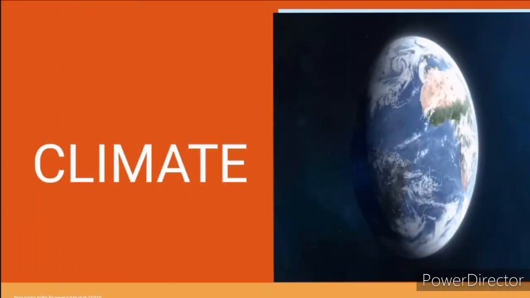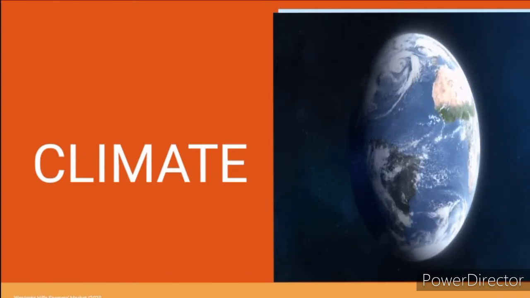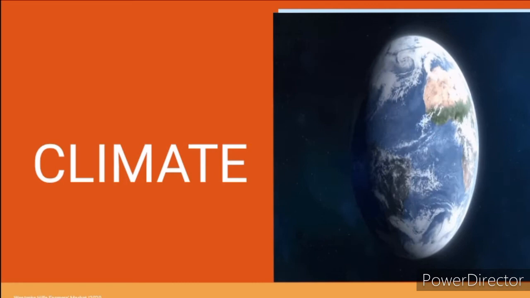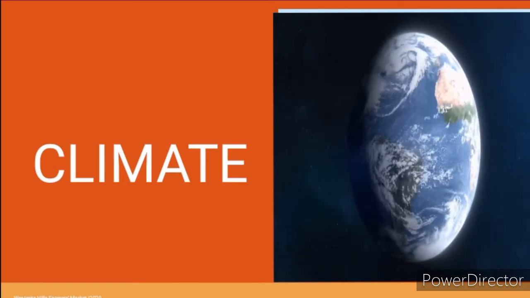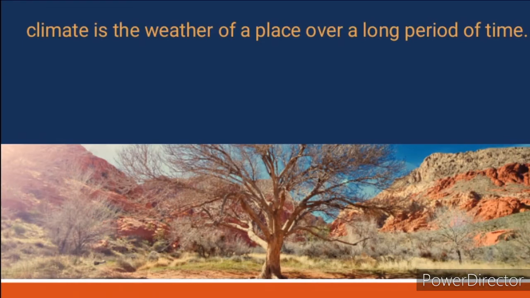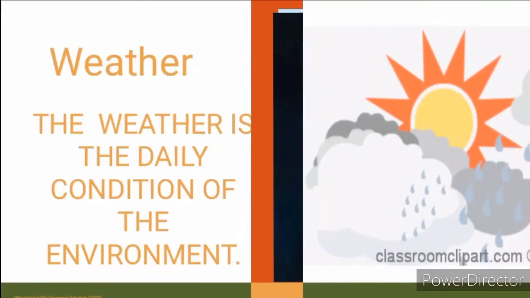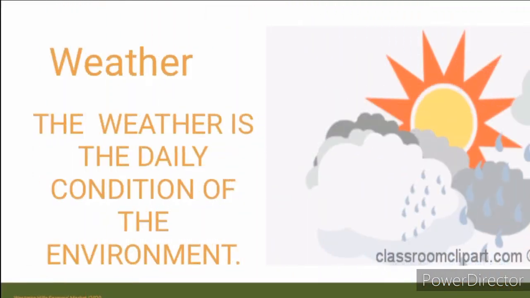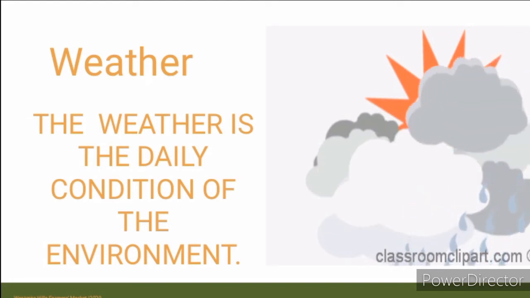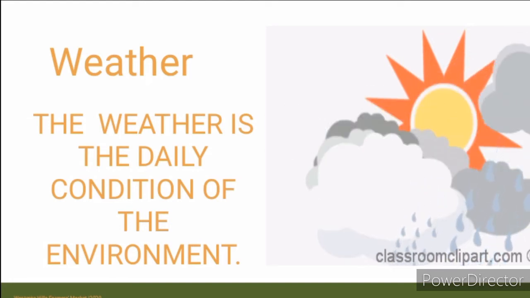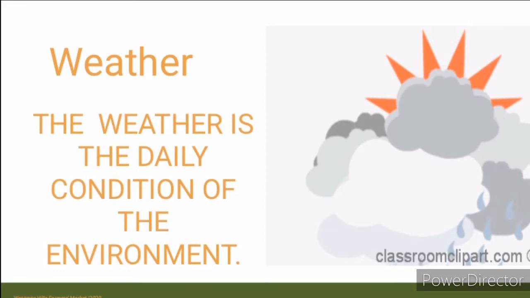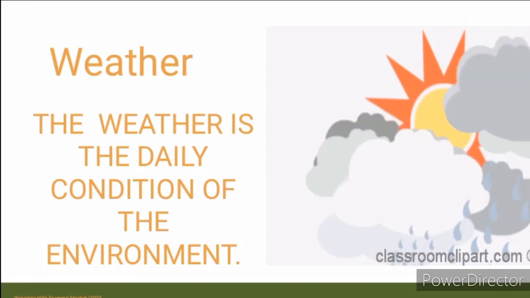Now let's go over to another geographical term, which is climate. Climate is the condition of the weather for a long period of time. Climate is the weather of a place over a long period of time. Now let's get something right. Weather is the condition of the environment for a short time, for a day. That's why we say it is the daily condition of the weather. A day is a short time, so weather is the condition of the environment for just one day.